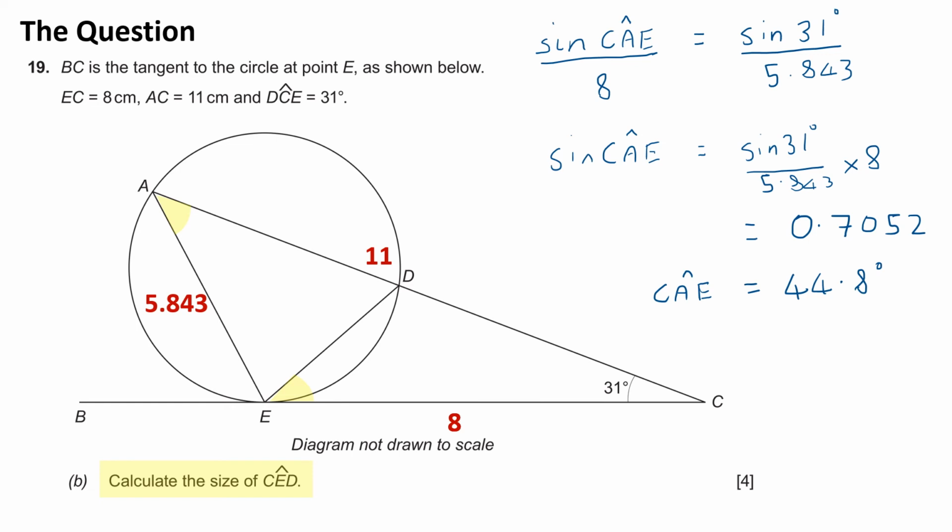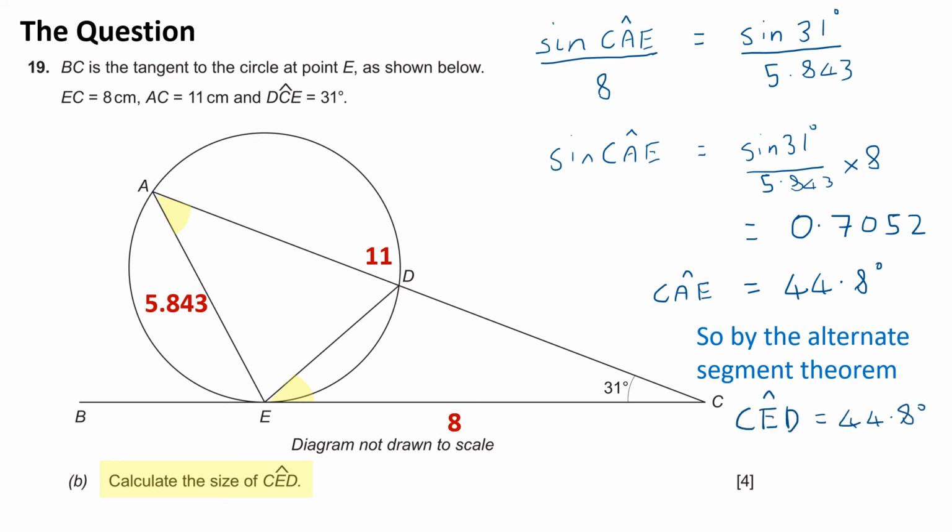Okay, that is good, because now we need to finally close out on the question by using the alternate segment theorem and saying that this angle we've just calculated is equal to the angle that we were asked to calculate. So let us do that. By the alternate segment theorem, CED, what we wanted, is 44.8.